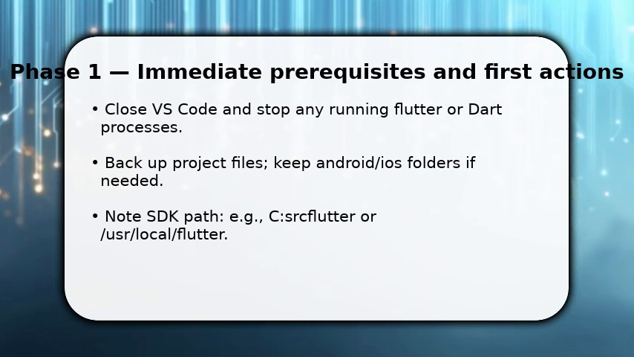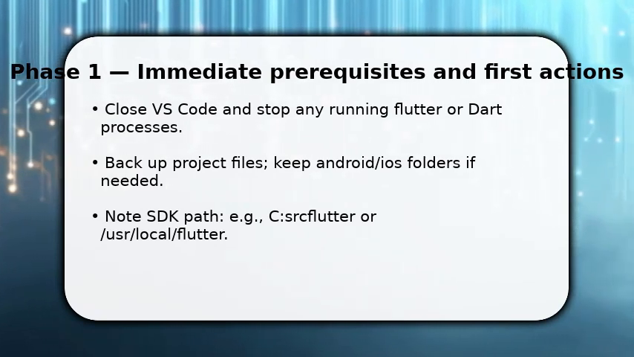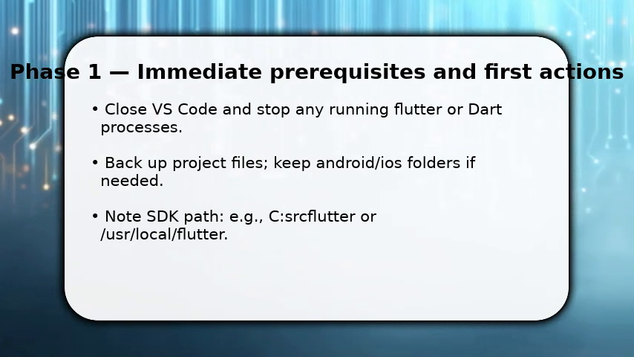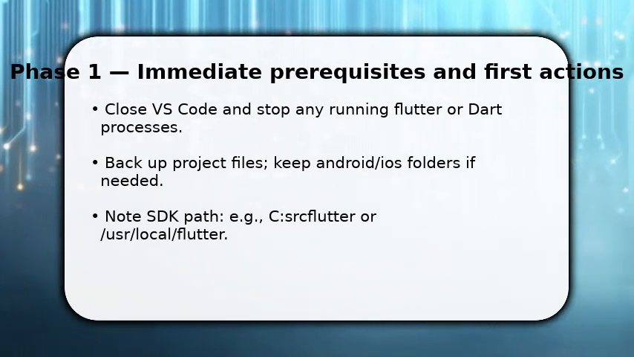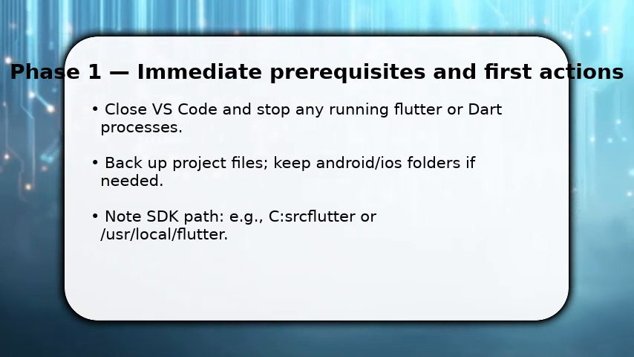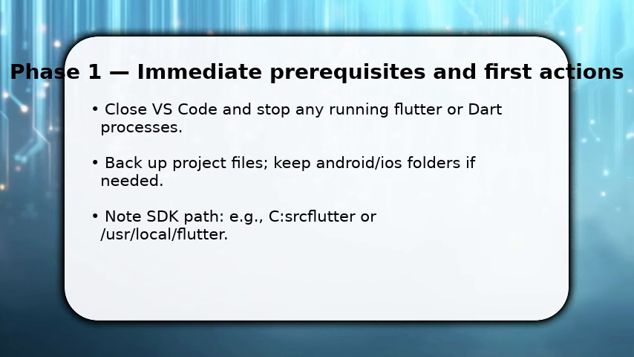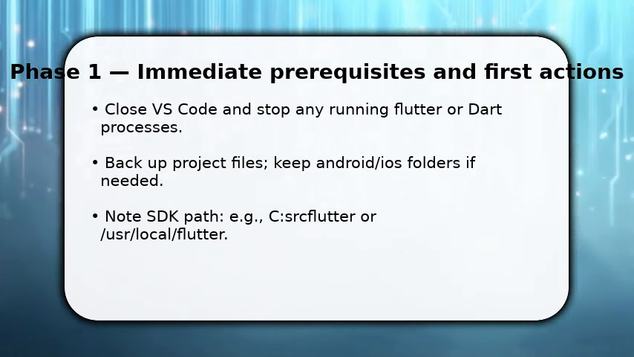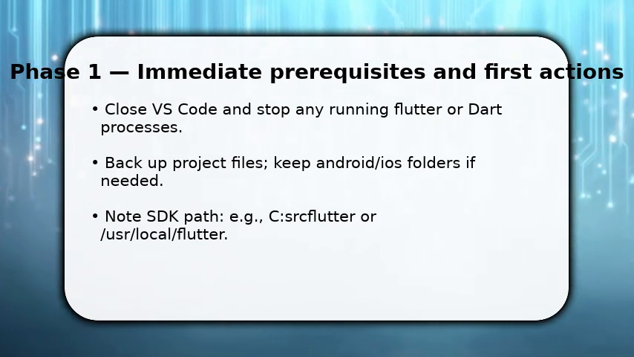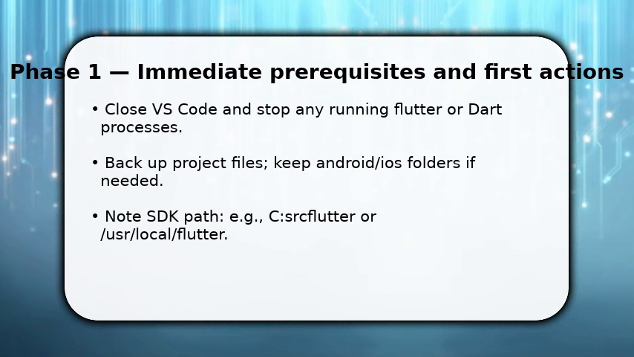You begin by closing VS Code and stopping Flutter processes so files aren't locked. Once done, back up any projects you'll keep, because uninstalling the SDK won't remove project code, but you want a safety copy. Make sure you know the Flutter SDK path, for example C:/src/flutter or /usr/local/flutter, because you will delete or remove that path next.